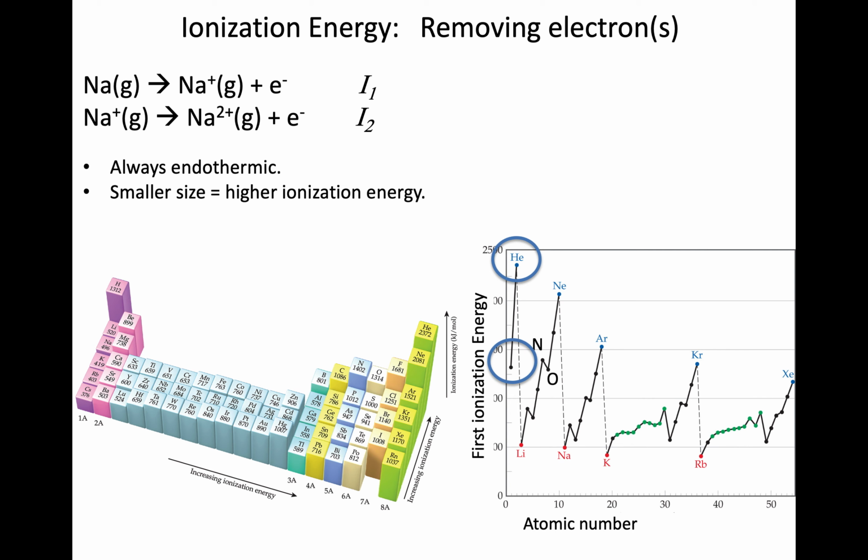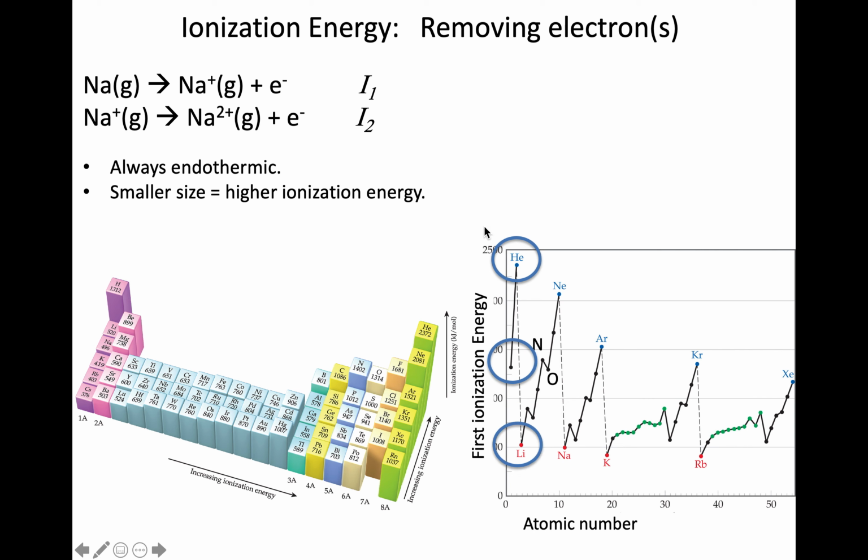Smaller size, higher ionization energy. Why does that make sense? Well, we're looking at the attraction between the nucleus and the electron. The closer those are together, the lower the potential energy, the greater the attraction, the higher the ionization energy.